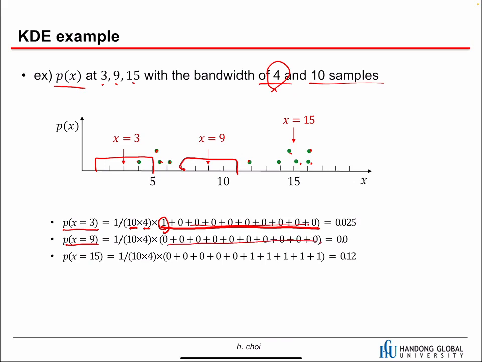And how about 15? When we draw this window size, then we have 5 samples in the window. So we have 5, and the other ones are zeros. So this is how we calculate the probability with the KDE. This is quite simple and intuitive.